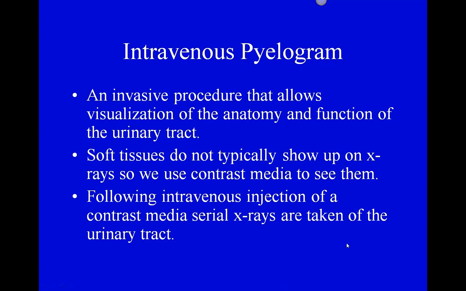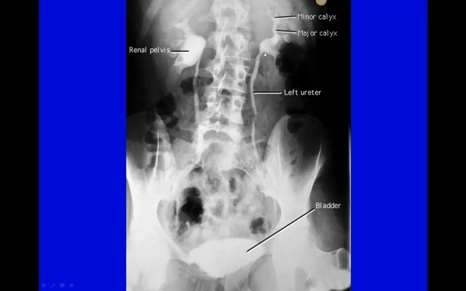So if you read the information on the IVP, it reminds you that soft tissues don't show up very well on x-rays, so we use contrast media. An IVP is going to use x-rays. We're going to take the person and intravenously inject some dye, some contrast that's put into their blood vessel, and we're going to follow that through their kidneys, out into their bladder, and then we could do a voiding where they're urinating. We could take another picture.